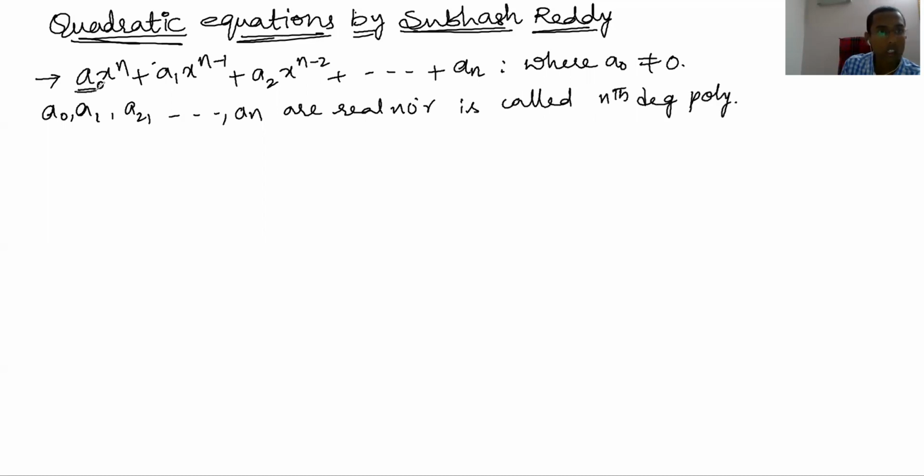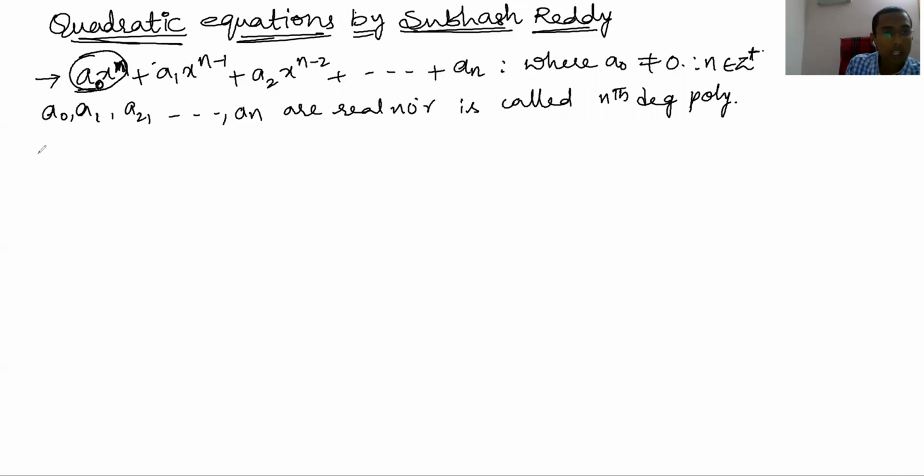This is a0, and I wrote that it is not equal to 0. Then this is x^n, and this term is always present. Here n is a natural number, which we write as Z plus. So this is what is called an nth degree polynomial. Here n is the highest power, so n-1, n-2 and so on are lower. This is called an nth degree polynomial.